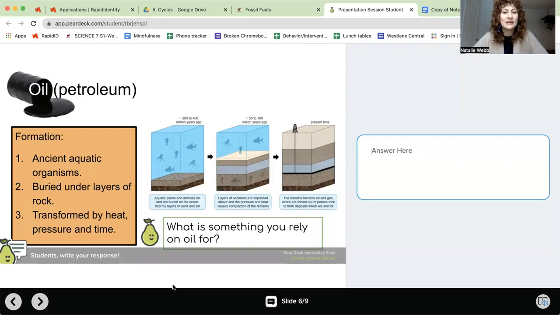So when these things died and fell to the bottom of the sea, they were eventually buried under rock, layers and layers of rock, and the process is the same as coal after that. Heat, pressure, and time made it into what it is today. So type in the box here, what is something that you rely on oil for?